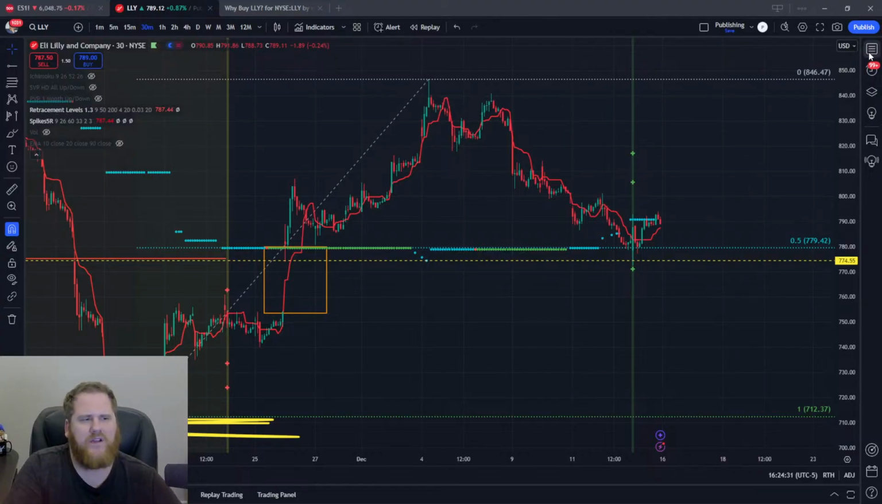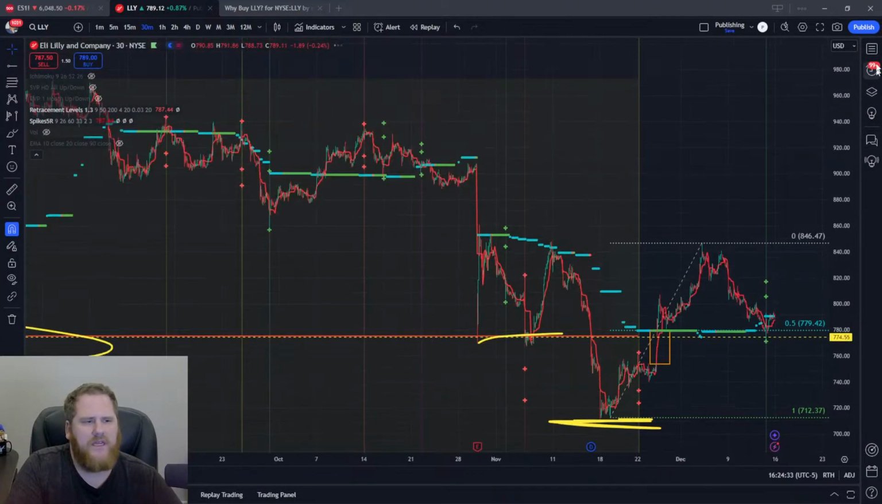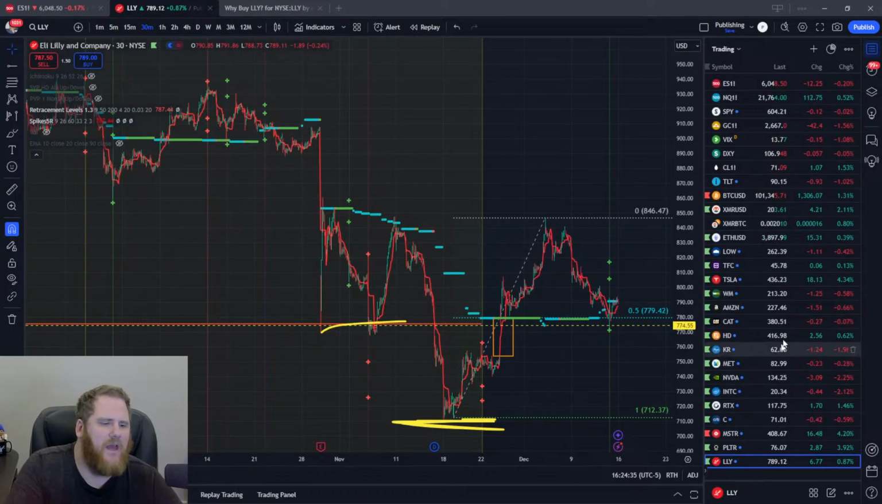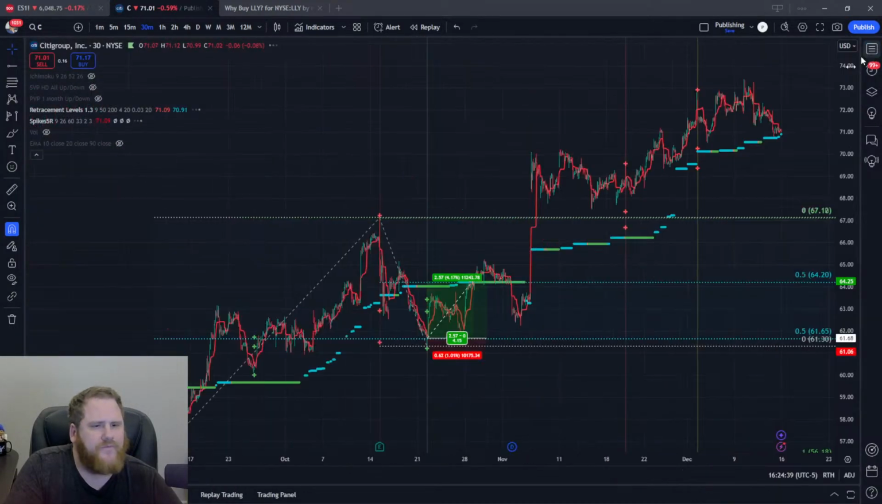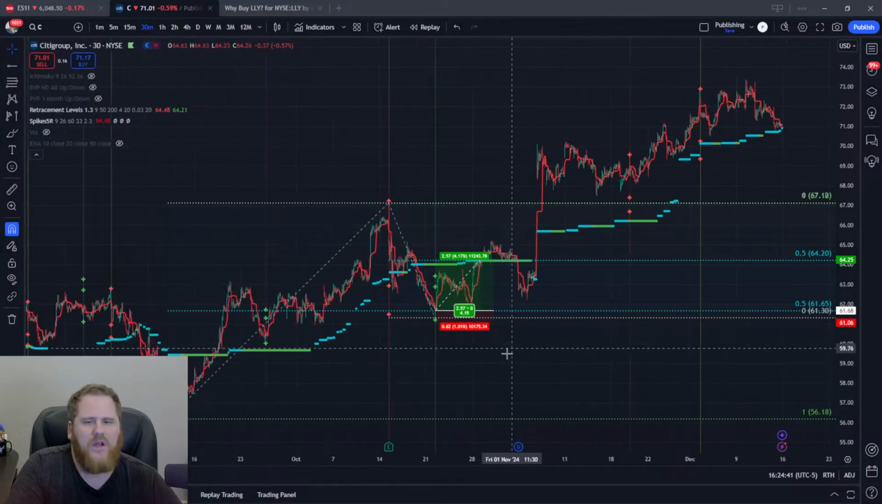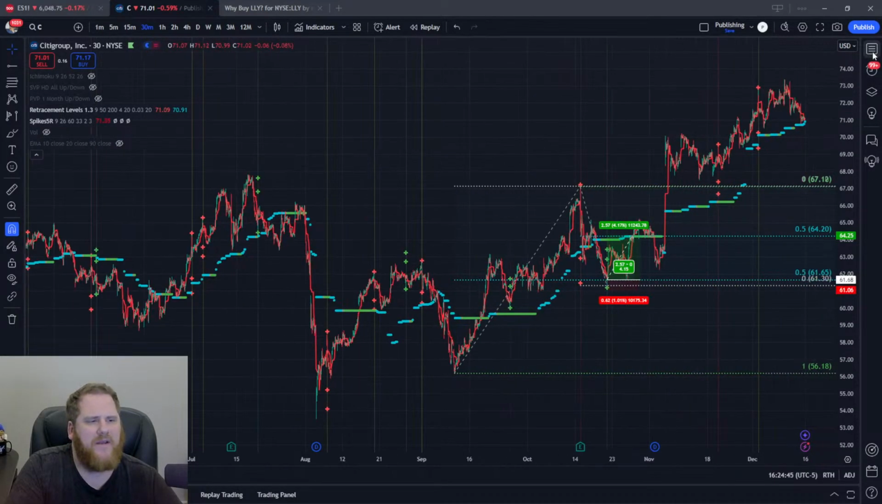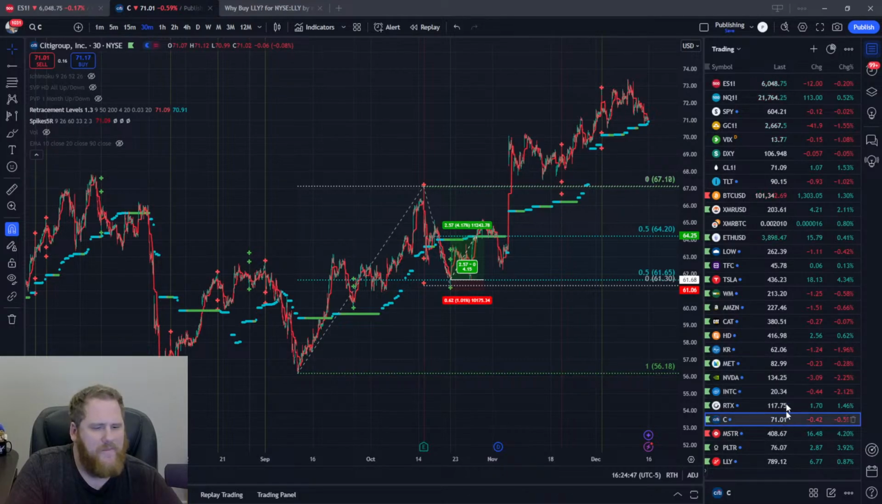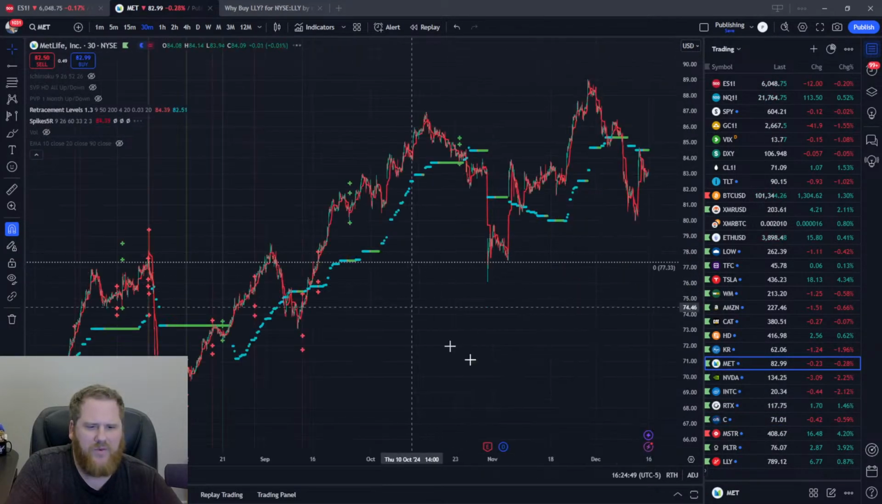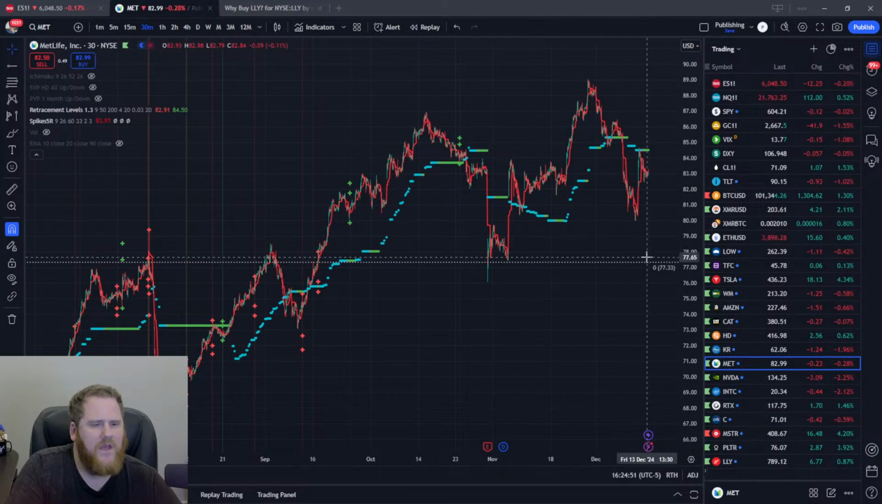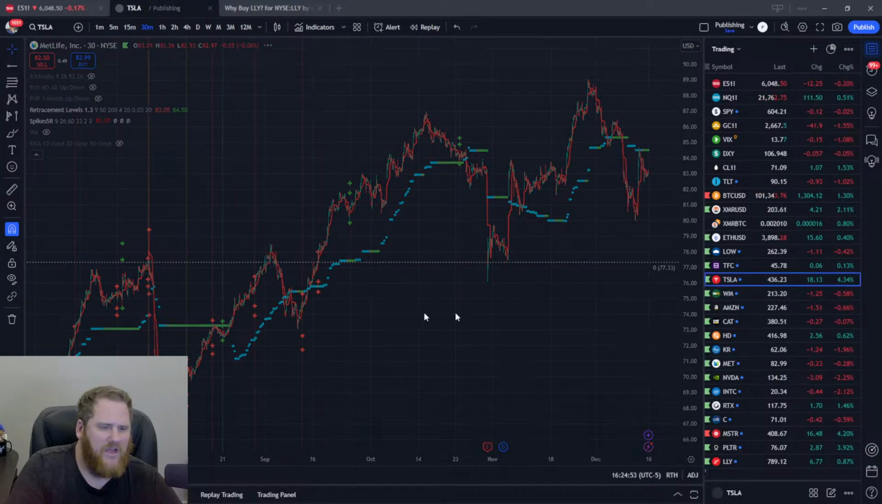The homework I'd recommend for everyone is to go back in time, go to some stocks that you really like, and look for volume profile levels and see how often you can find them. Trying to remember, I think Met is one I've been watching. No, that's the main example right now.